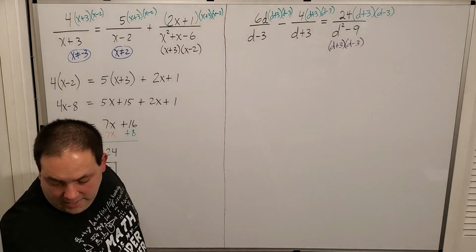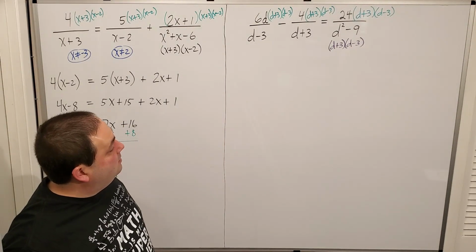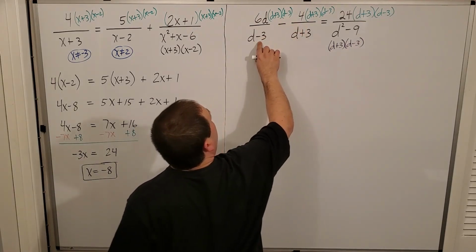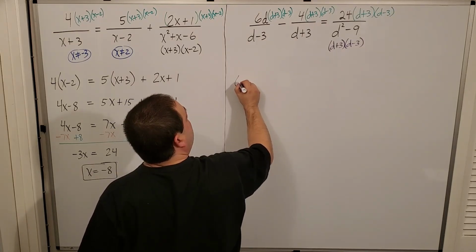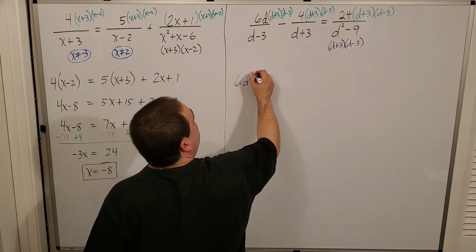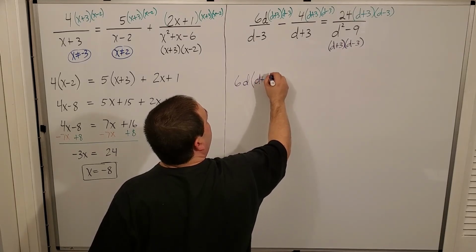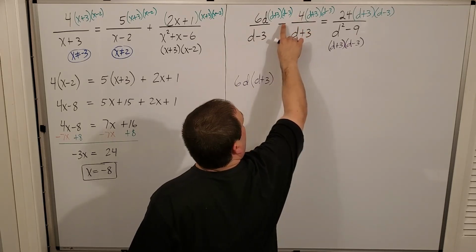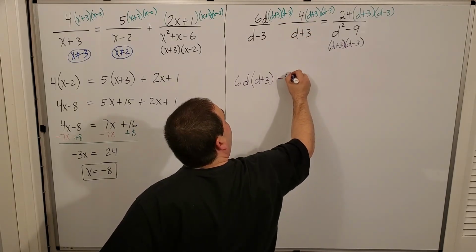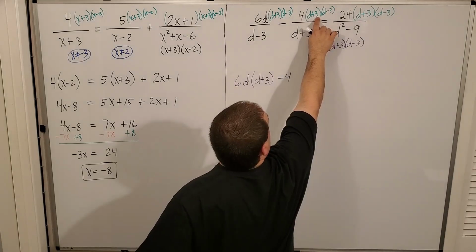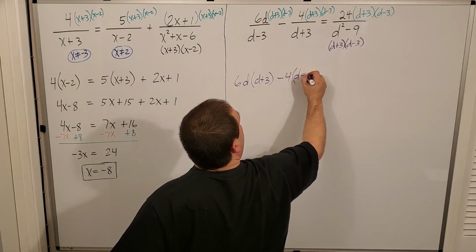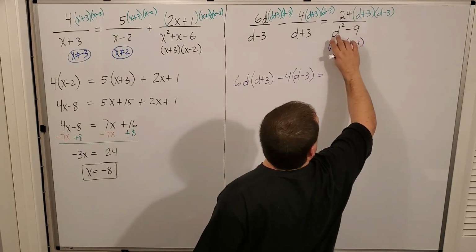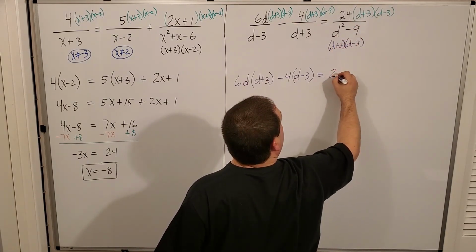And once I do that, I can reduce quite a bit. So the d minus 3's reduce here, leaving me with 6 times d plus 3. Don't forget the minus is attached to the 4 here. So that's minus 4. The d plus 3's reduce, leaving me with a d minus 3 multiplication. And in the last one, everything is wiping out, leaving me with just the 24.